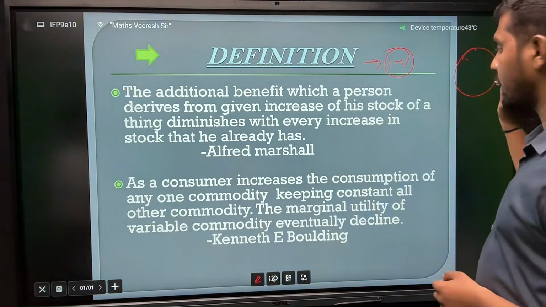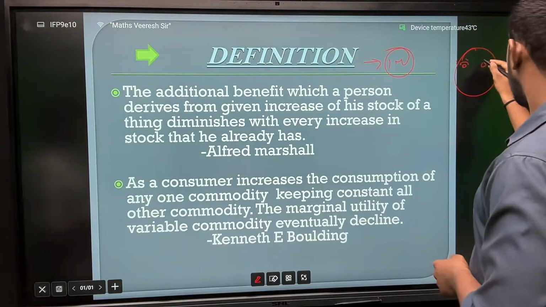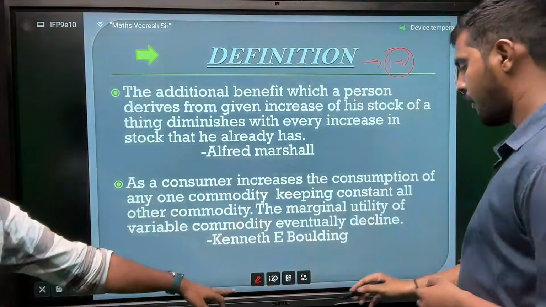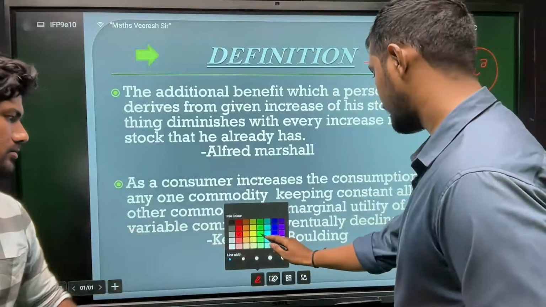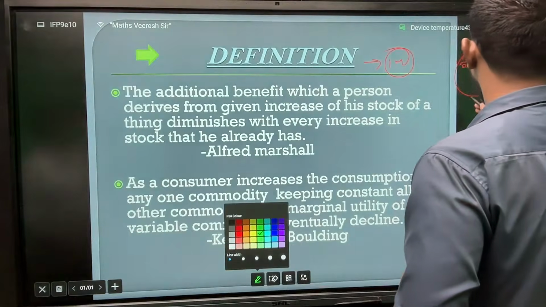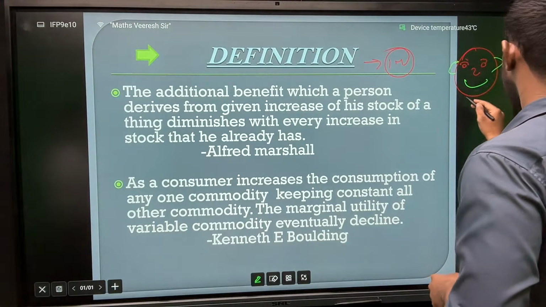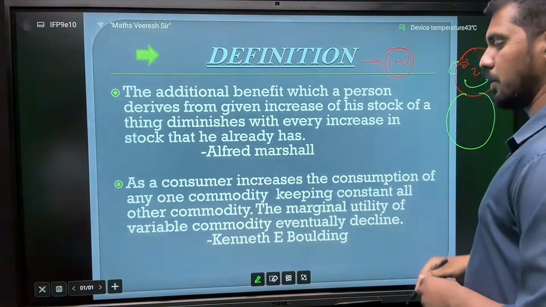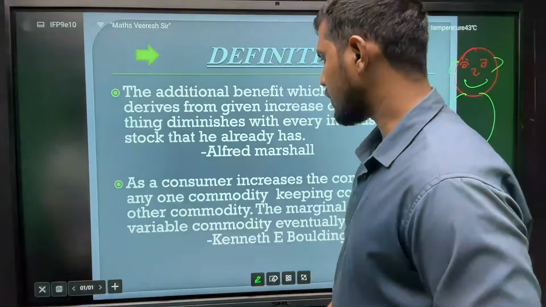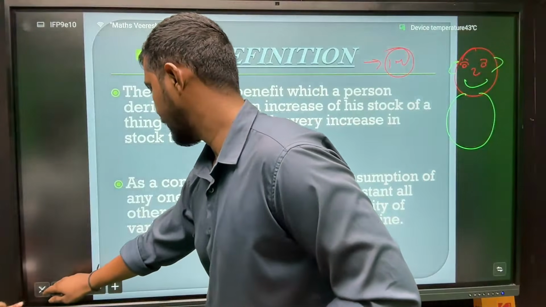Is it visible? Okay, fine. Color changes. Black. Page. Open board this one.